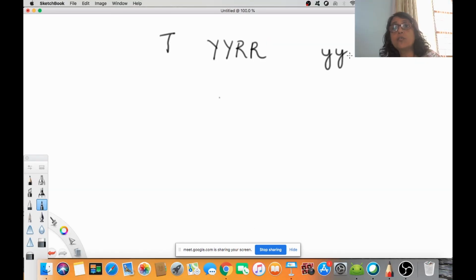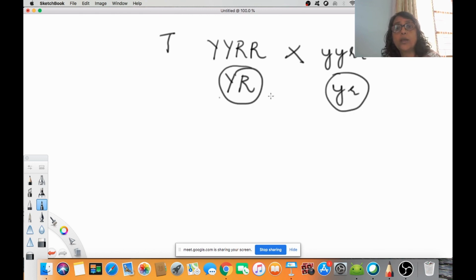Example, small y and small r in another example. The type of gamete here is YR, here it is YR. Okay, only one type of gamete. When these two fuse, you get a next generation which is capital Y small y, capital R small r. All the F1 progeny are yellow and round.